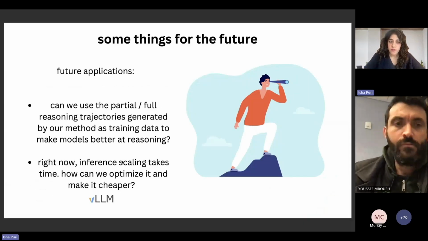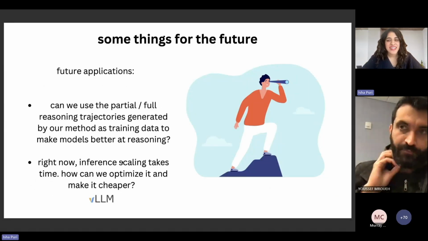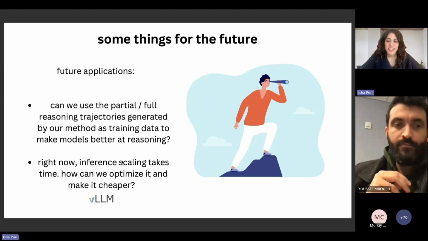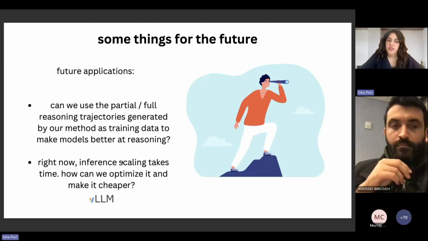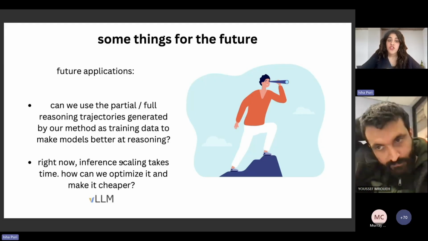Some things for the future. So inference time scaling is great. The graphs are very pretty. There are very high numbers, but what can you actually do with that? You can maybe use the partial and full reasoning trajectories generated by this method as training data to make the models inherently better at reasoning.